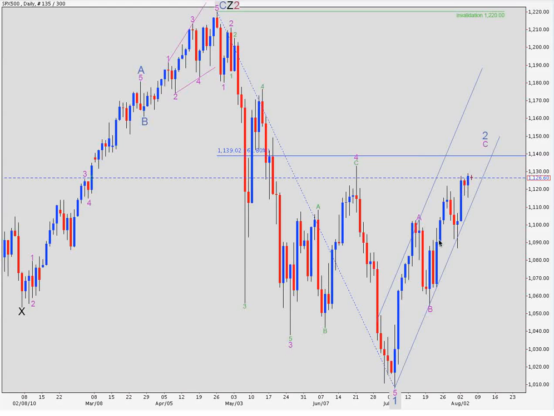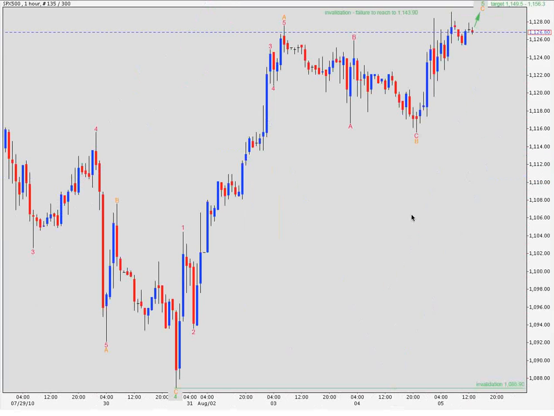1149.5 is where the C wave at pink degree will reach equality with wave A. And taking you now to the hourly chart, where we're just going to look at this last piece of movement. This is a 1, 2, 3, 4, 5 wave structure for an ending diagonal. And here's our 5th wave for the ending diagonal.